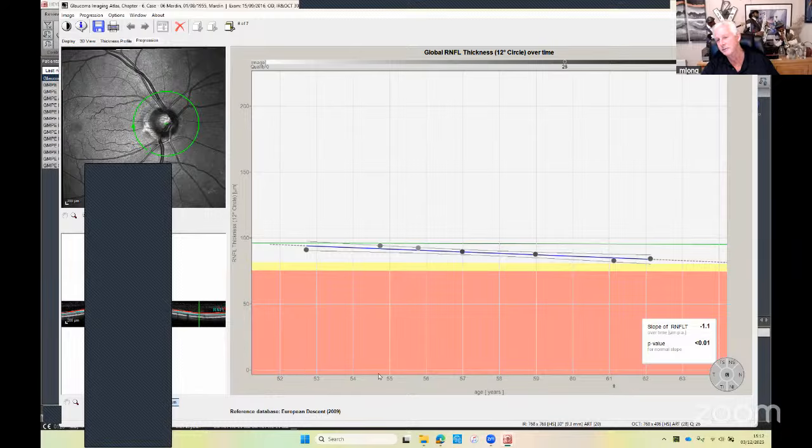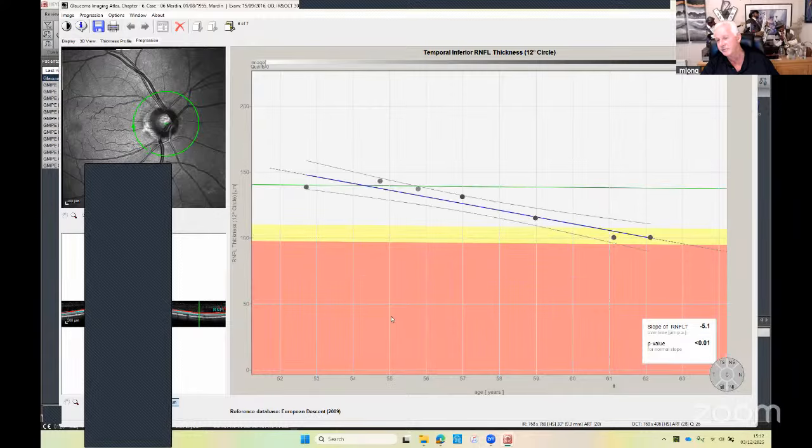So this is over a 10-year period. But more importantly would be to look at that temporal inferior area, because there you see a much bigger drop, because that's the location. So that's why we really need to look at focal areas and not just the average nerve fiber or average ganglion cell. We need to look at focal changes, in my opinion, because that's more important.